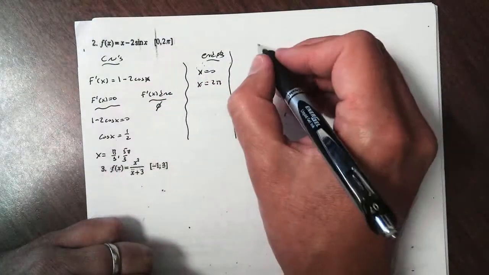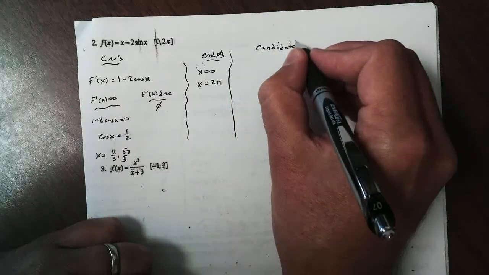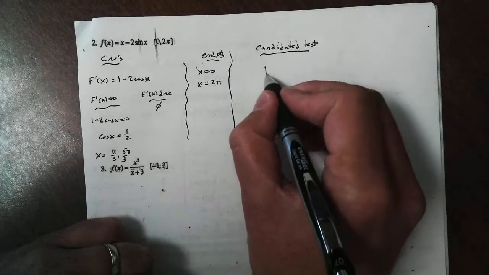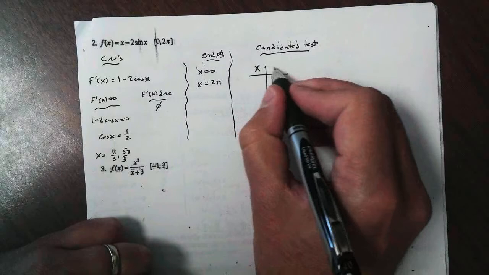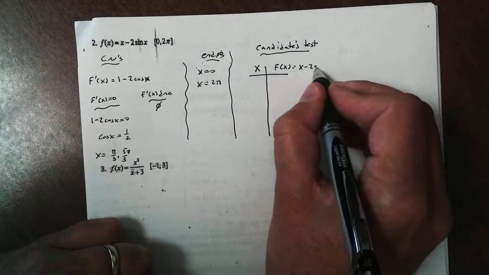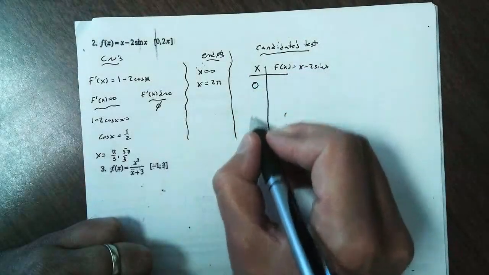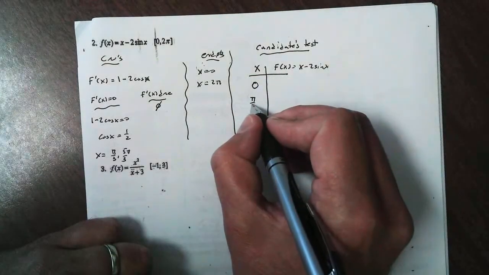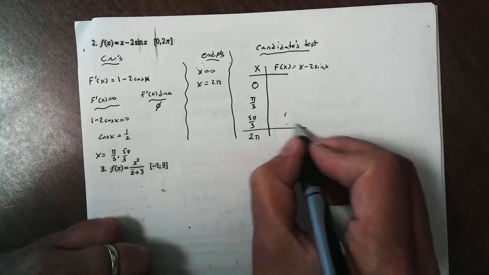Next, after we get all that, we're going to look at our candidates test. Now look how long this is taking me. This doesn't take long to show all of your work. In doing the candidates test, make your table, x and your function. Remember our function this time is x minus 2 sine of x. And plug in your endpoints 0, 2 pi, and your critical numbers in the middle, pi over 3, 5 pi over 3.